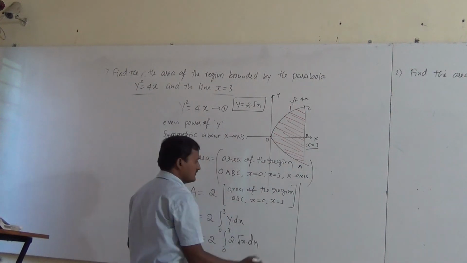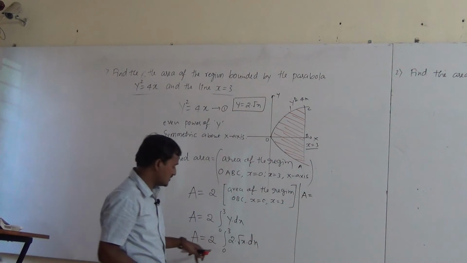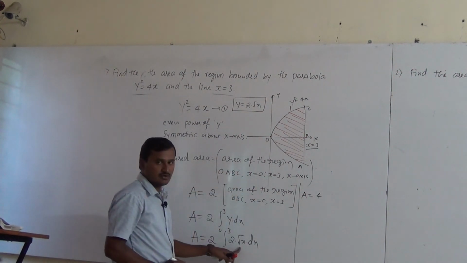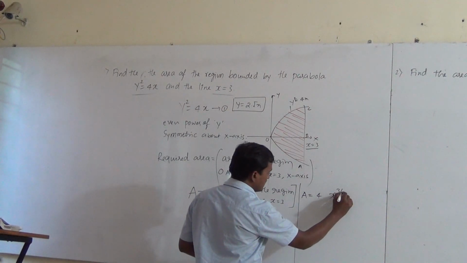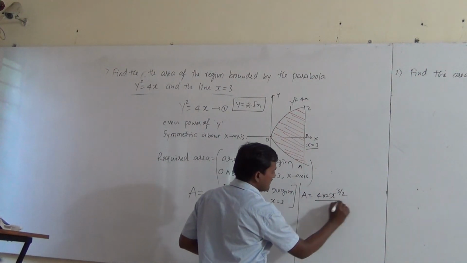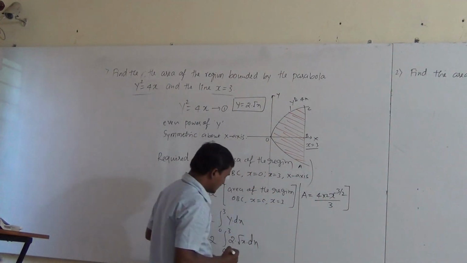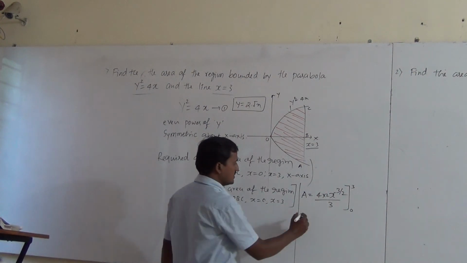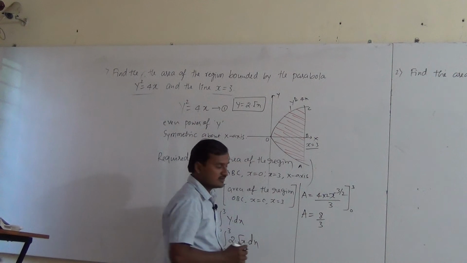So therefore the required area is equal to, here I will take 2 outside, so 2 into 2 means 4, and here it is integration of root x. What is the integration of root x? So the integration of root x is x to the power 3 by 2 divided by 3 by 2. Just I will take this 2 to here, so here 2 by 3 over the limit 0 to 3, right? Next, so clearly the required area is 4 into 2 by 3, that is 8 by 3, right?